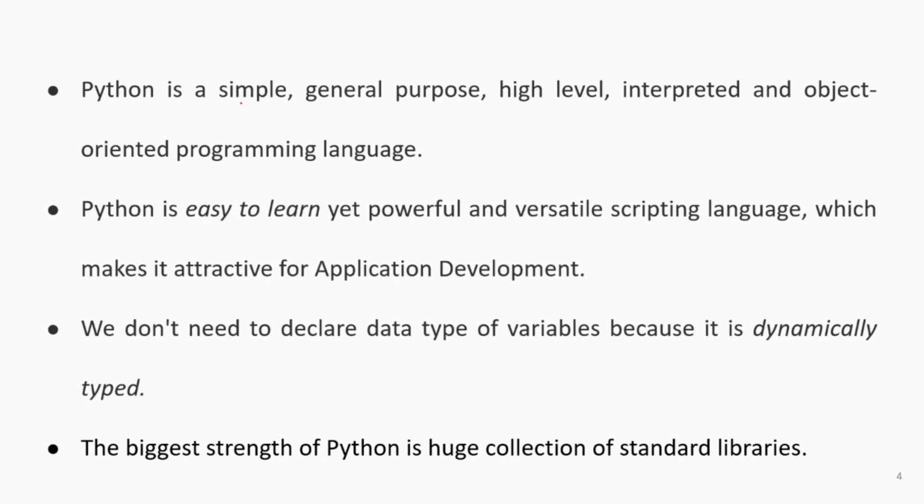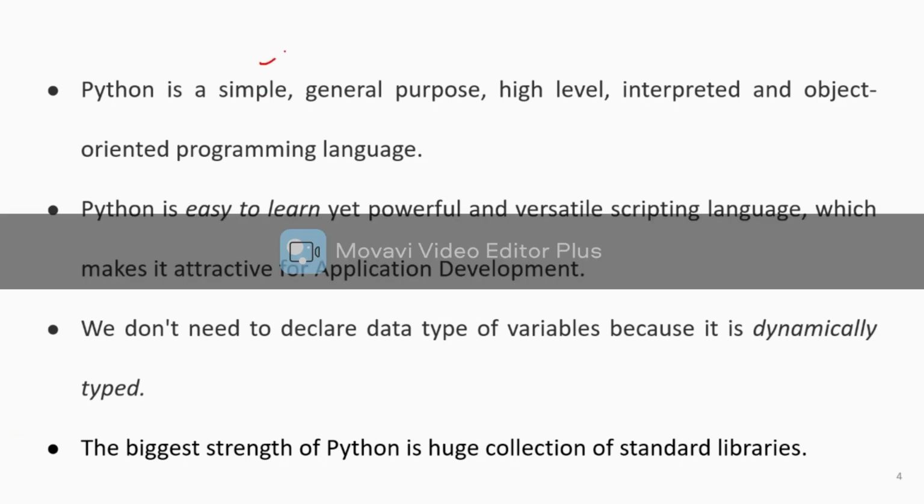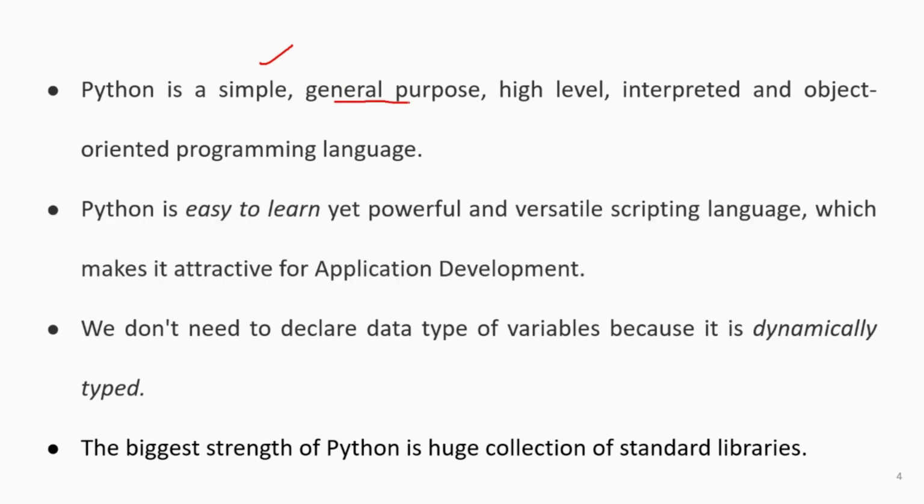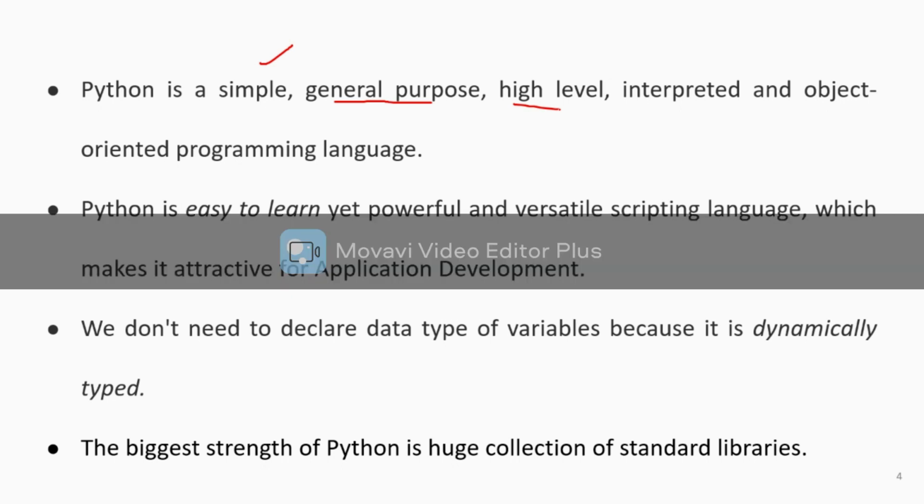So simple in the sense, we will see how simple Python is in our following sessions. Now it's a general purpose programming language, so we can make use of Python for almost all programming purposes. Then it's a high level language, high level in the sense the program code is written in normal English language. Then it is interpreted and object oriented programming language.